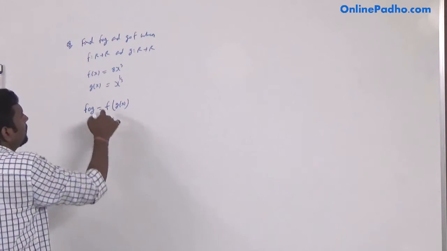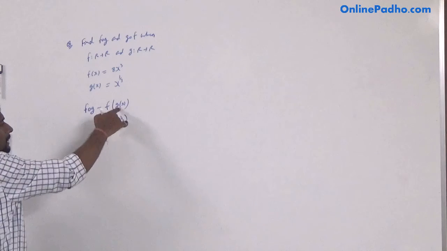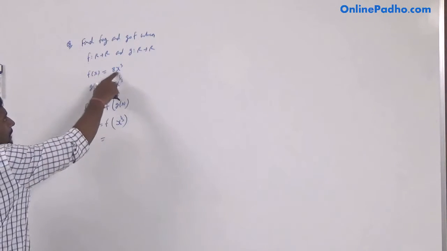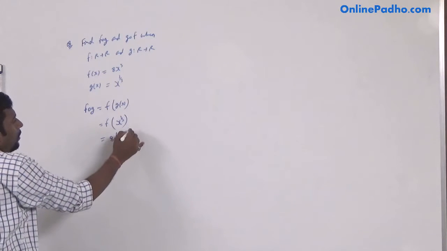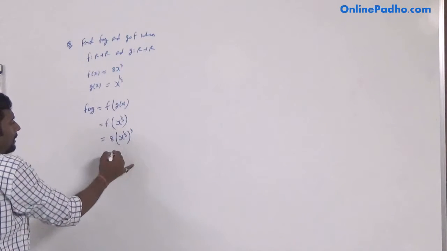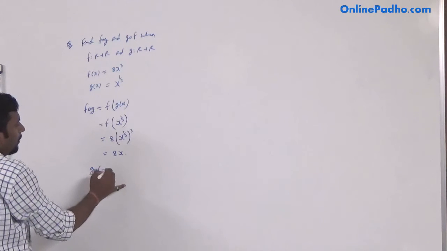You can write it as F of Gx, x to the power 1 by 3. You can put the value of Gx here, and in the place of x in Fx we have to put x to the power 1 by 3. So it can be written as 8 multiplied by x to the power 1 by 3 to the whole power 3. In the place of x we write x to the power 1 by 3. It becomes 8x.